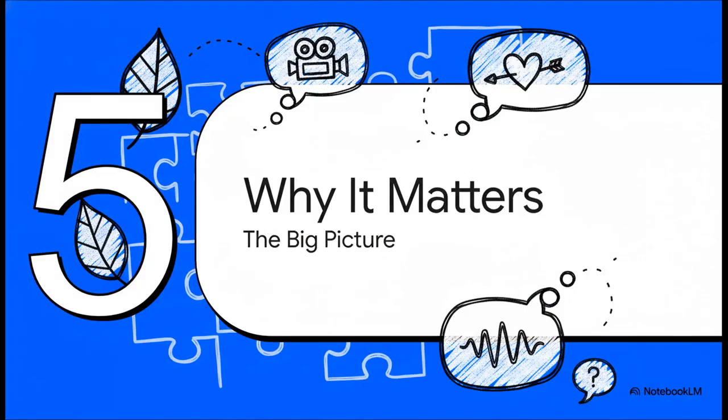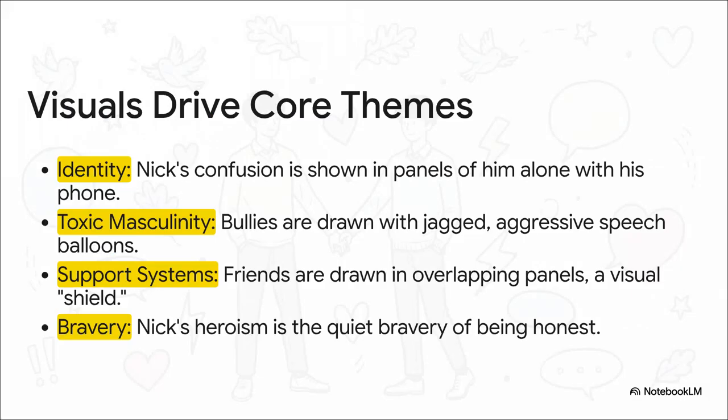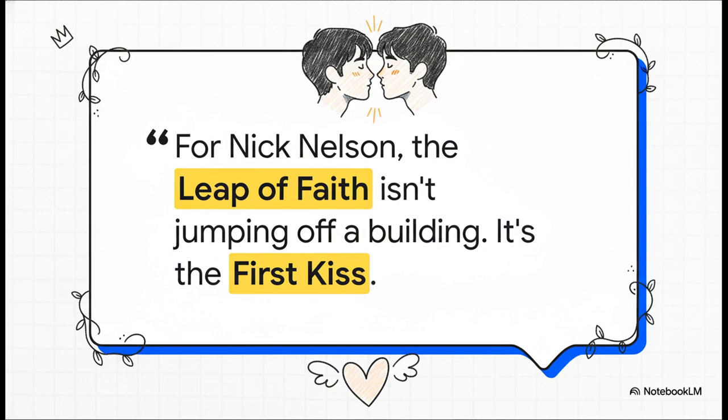So we've looked at the tools and the scenes. But why does any of this matter? Let's zoom out and look at the big picture and how this visual language shapes the story's main ideas. Well, these artistic choices are everything. They're how we understand the story's themes. Nick's struggle with his identity is shown in those quiet, lonely panels where he's just staring at his phone. Toxic masculinity gets a look, too. The bullies have these sharp, jagged speech bubbles. And the friend group, they're often drawn huddled together in these overlapping circular panels, like a visual shield protecting each other.